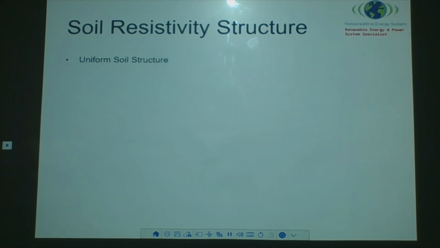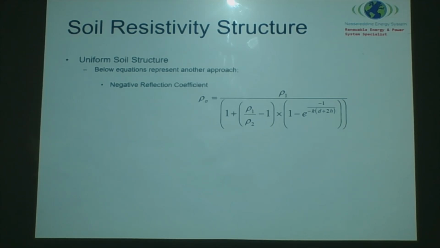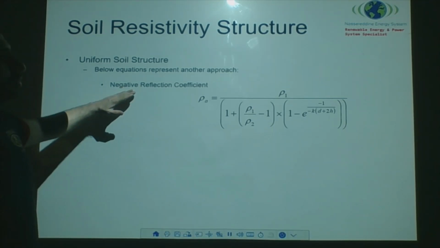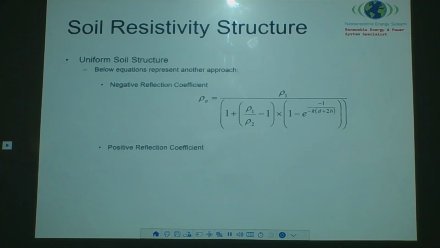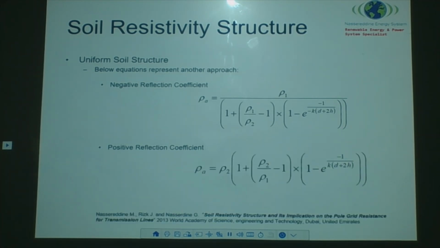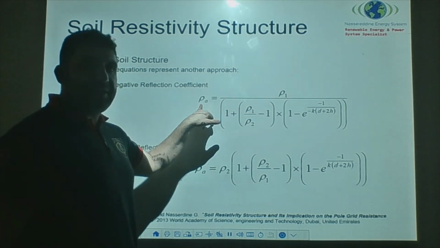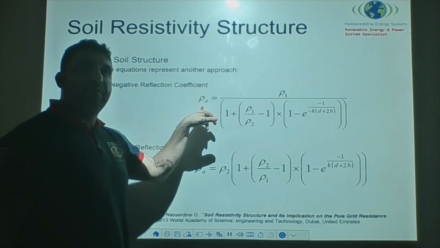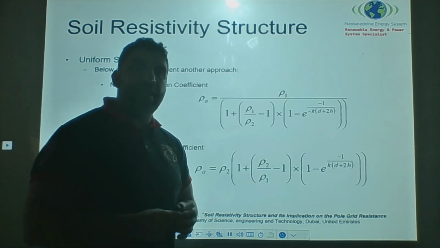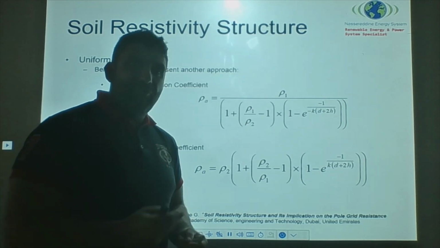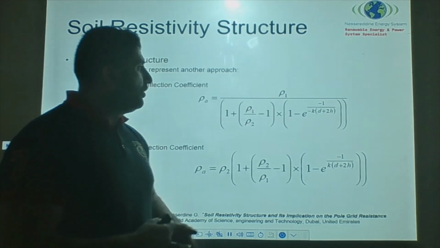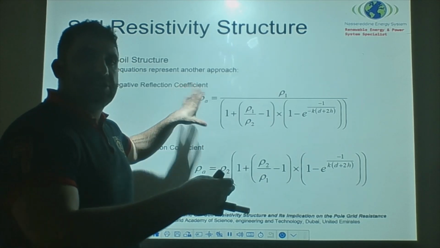Now, what does this tell us? You have something called negative reflection coefficient and positive reflection coefficient. Go back to these publications for more information. But what I can do is, if I have 2 soil layers, by introducing the apparent soil resistivity for everyone, that will make my life easier because then I can go ahead and use my equation for the earth grid resistance, for your step and touch, for your transfer voltages.